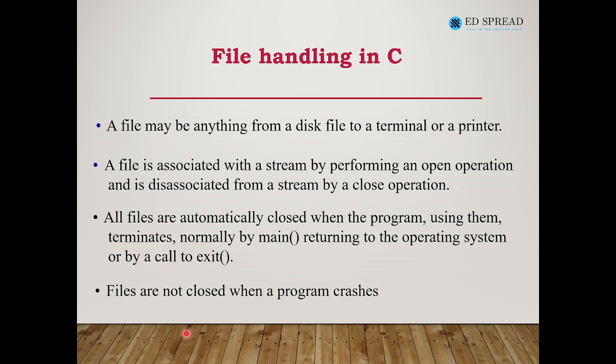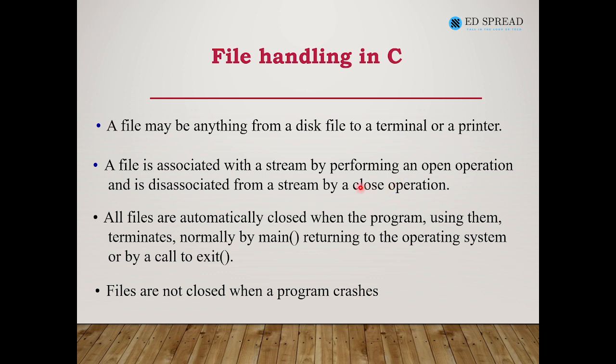So for now here, also using the Windows operating system and the compiler that we are using, we can handle the file. So what file are we going to use? A text file we are going to use, right? So file handling in C. A file may be anything from the disk file to a terminal or a printer, right? You can take an Excel sheet, which is also a file, and a PPT is also a file, a Word document is also a file, a text file is also a file. You can take any file, right?